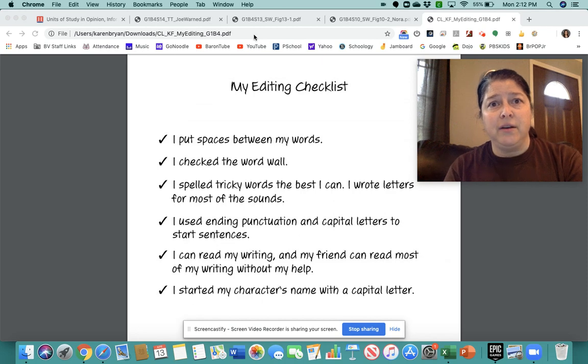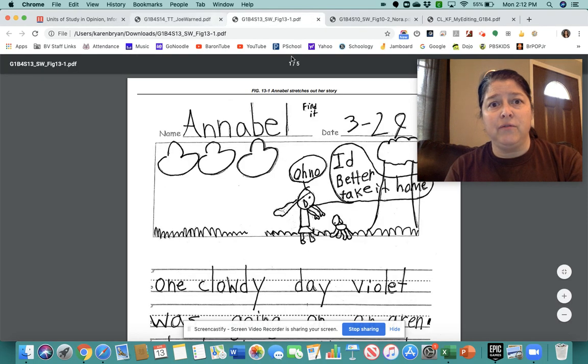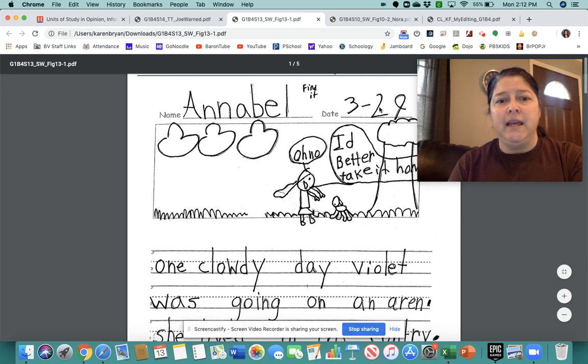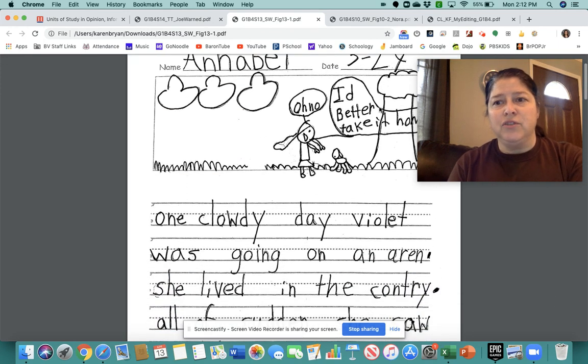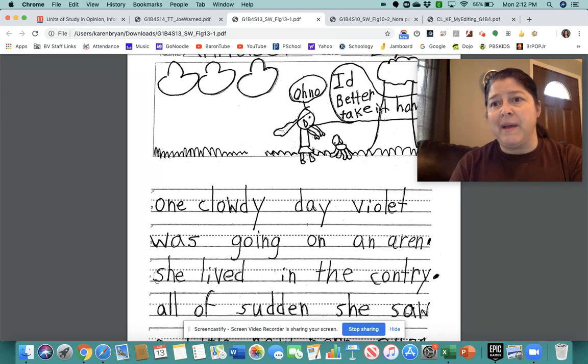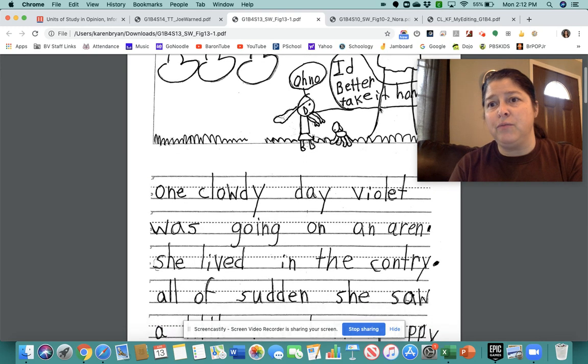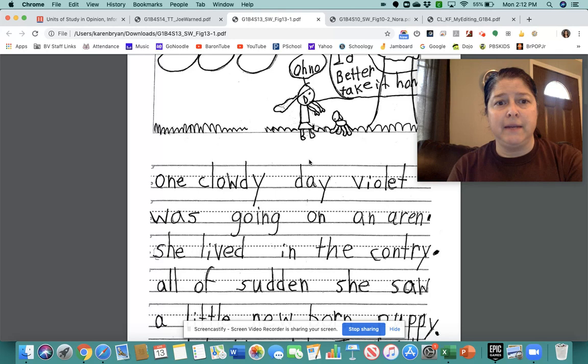Okay, so I told you I was going to share a couple of good writings with you today. So I want to show you Annabelle's writing here. We're just going to read her writing, and then we're going to go back and see what she would be able to do to edit her writing.